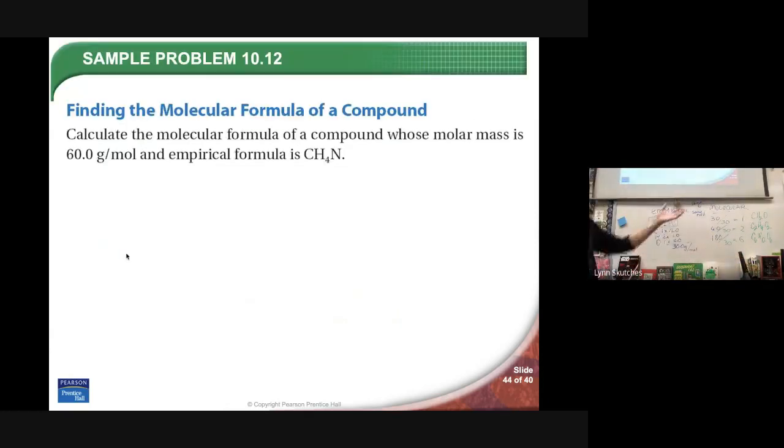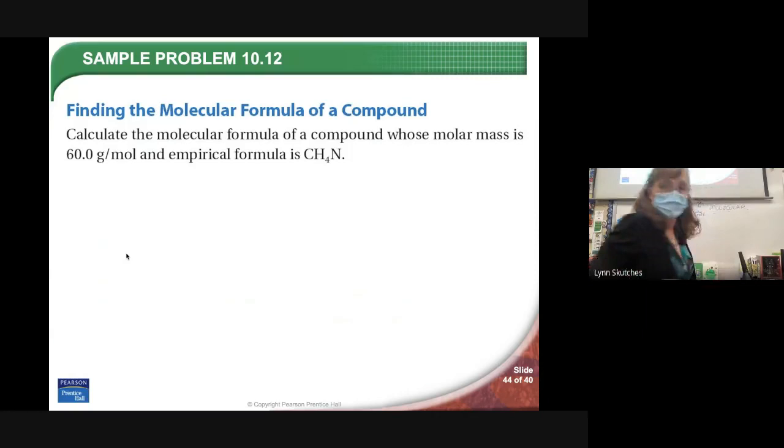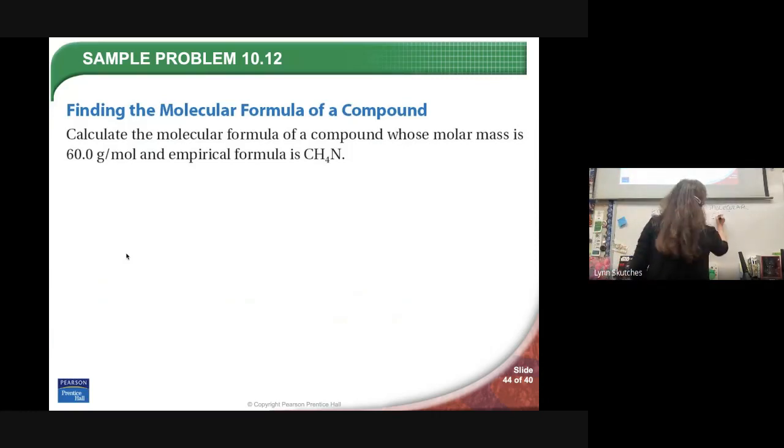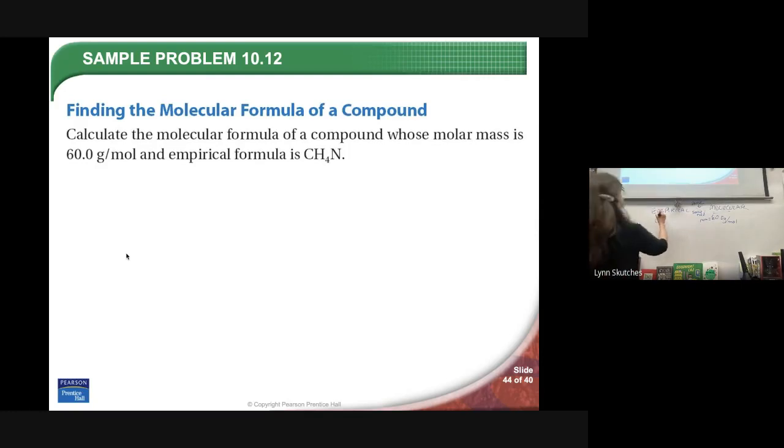So here's our example. Let's try it. We got ourselves some compound. The actual molecular mass is 60.0 grams per mole. Okay, molar mass of the molecule, of the real compound. You've already done the percent composition, changed in the empirical formula. The empirical formula is CH4N.